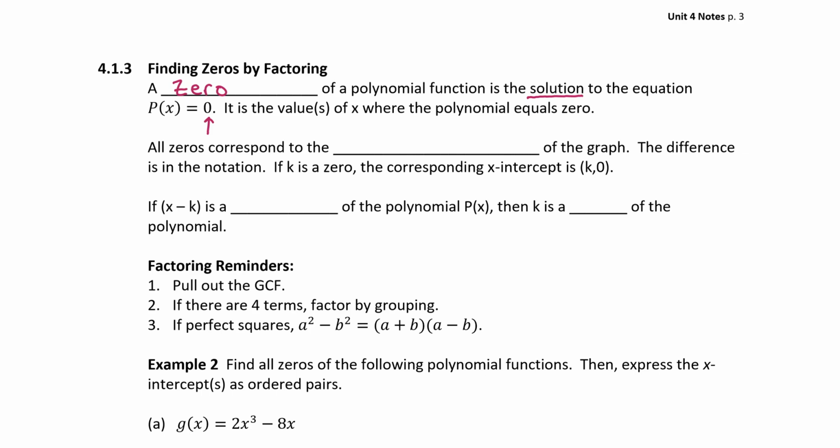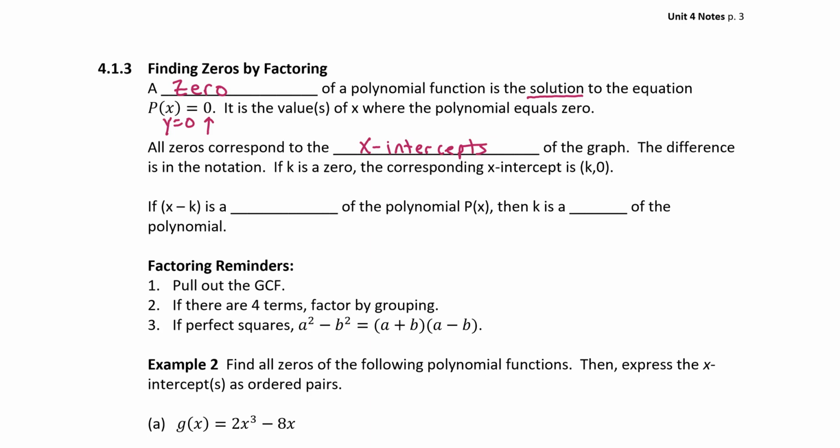Now, if we set a function equal to 0, notice ultimately we're setting the y value equal to 0. On a graph, if y equals 0, then we're dealing with an x-intercept. So all zeros correspond to the x-intercepts of the graph. So technically, we're just learning a new vocabulary word. You know what an x-intercept is. You know to find an x-intercept by setting y equal to 0. Now we're just calling them zeros. By the way, your calculator will also call them zeros.